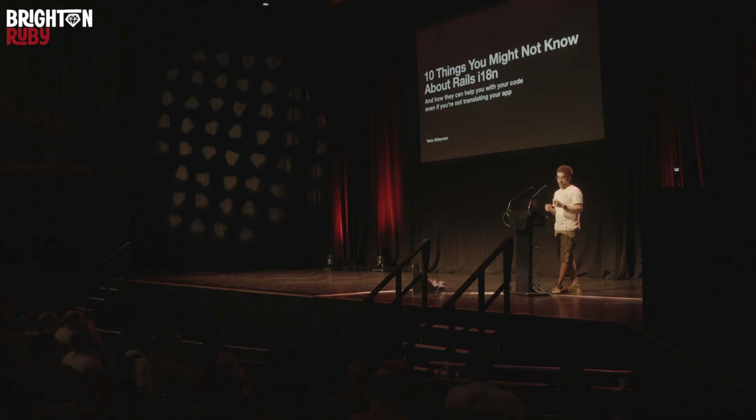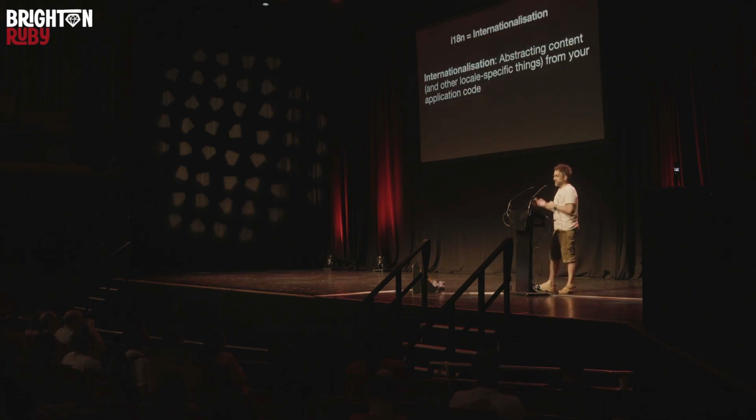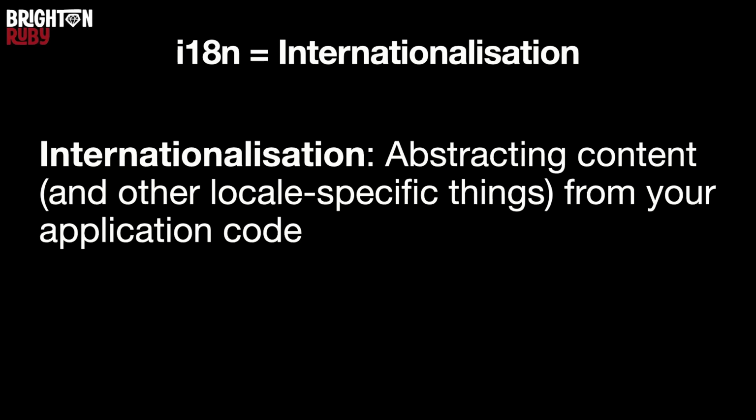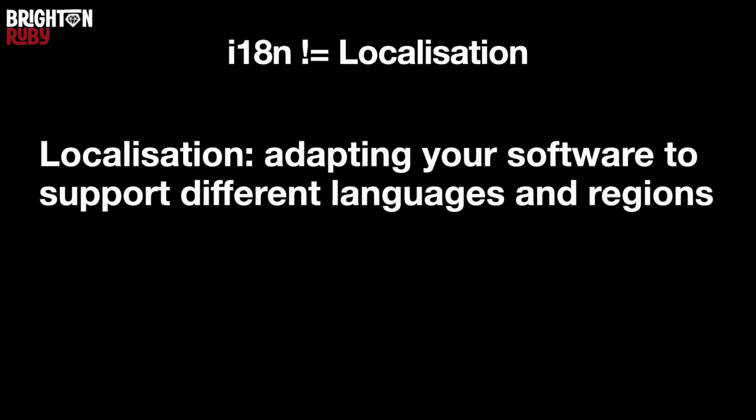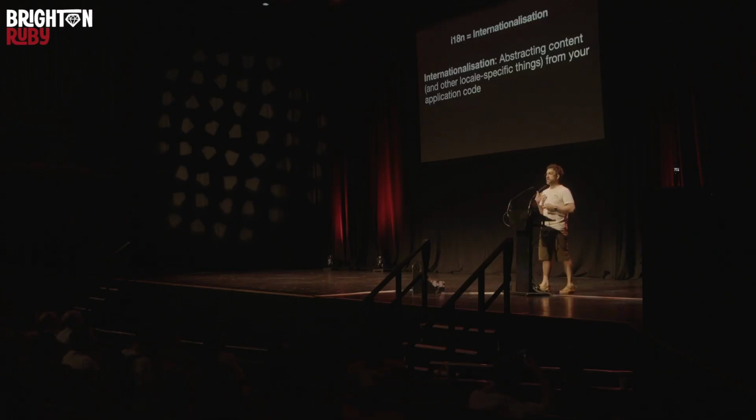We'll start with a quick primer. I18N is short for internationalisation, which is the process by which you abstract your content away from your code. So this is not to be confused with localization, where you actually update your app to support other languages and regions. So whilst internationalisation is primarily a framework to aid you localize your app, it also has some useful properties that we can make use of, even if we're only serving an English-speaking audience.